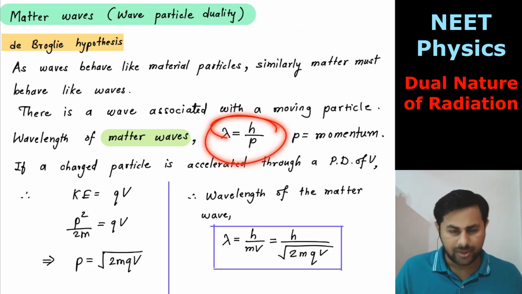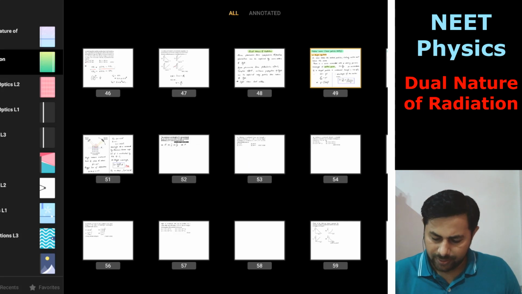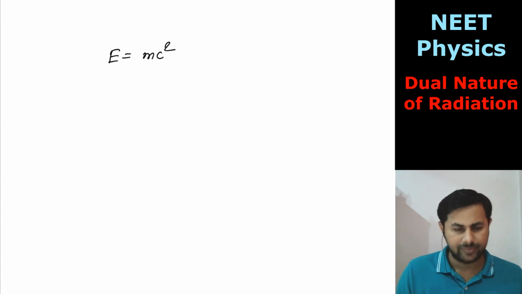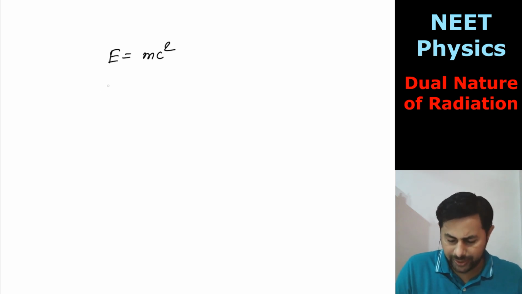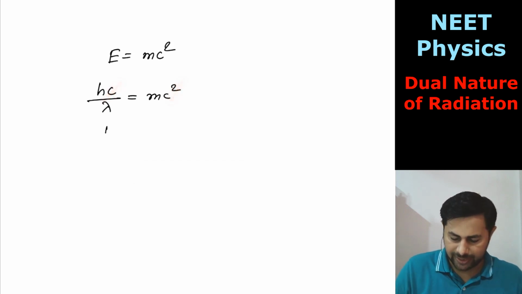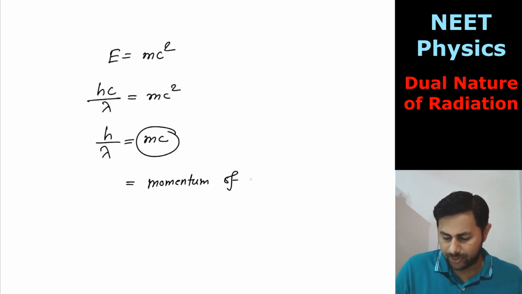Now we need to remember this. Where did it come from? Think about Einstein's mass-energy relation, E is equal to mc squared, and the energy of a photon. The energy of a photon is E equal to hc by lambda, which is equal to mc squared. Cancel out this c with this one, and you get h by lambda is equal to m times c. This is nothing but the momentum of the photon, that is p.